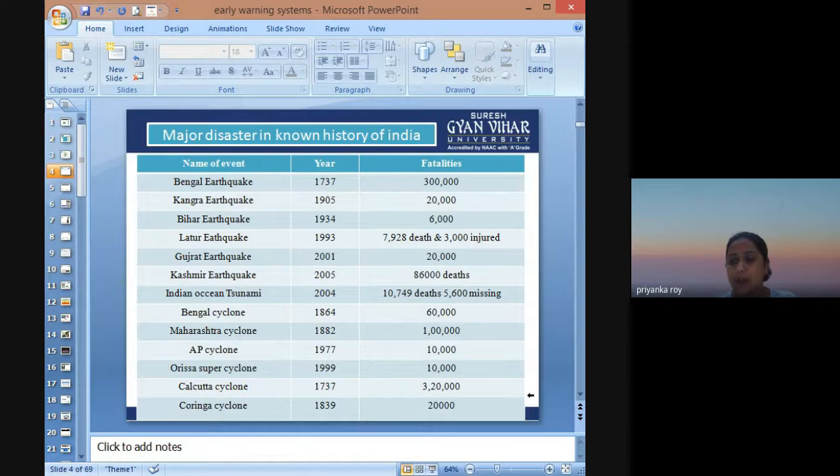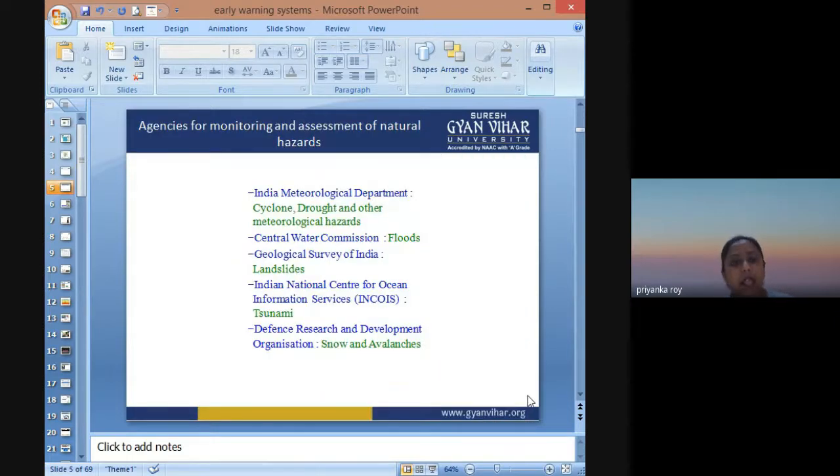Okay, then you have agencies for monitoring and assessment of natural hazards. What are the various agencies in our country that monitor various natural hazards? The Indian Meteorological Department covers cyclones, drought, and other meteorological hazards.